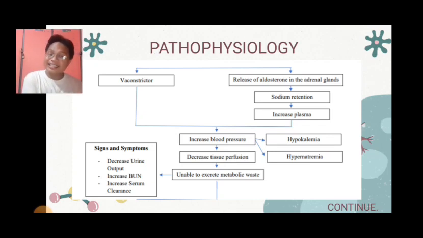The kidneys play vital roles in filtering waste products, for example toxins in the bloodstream. And then electrolyte imbalance. Increased plasma volume can disturb the balance of electrolytes in the body, such as sodium, potassium, and calcium.